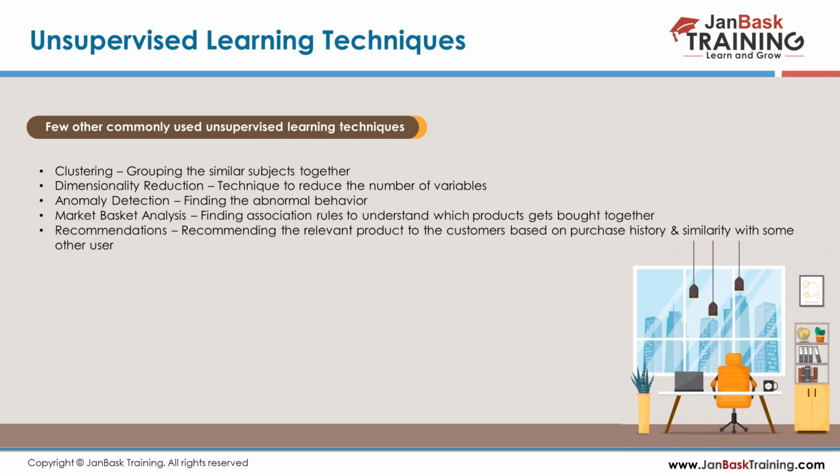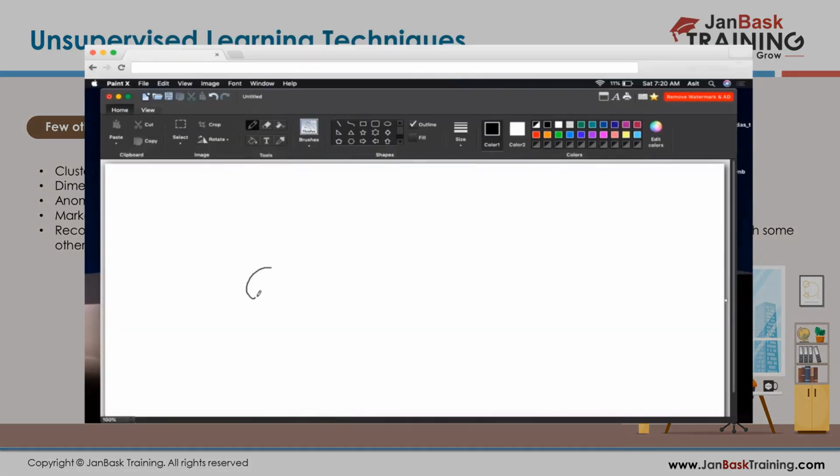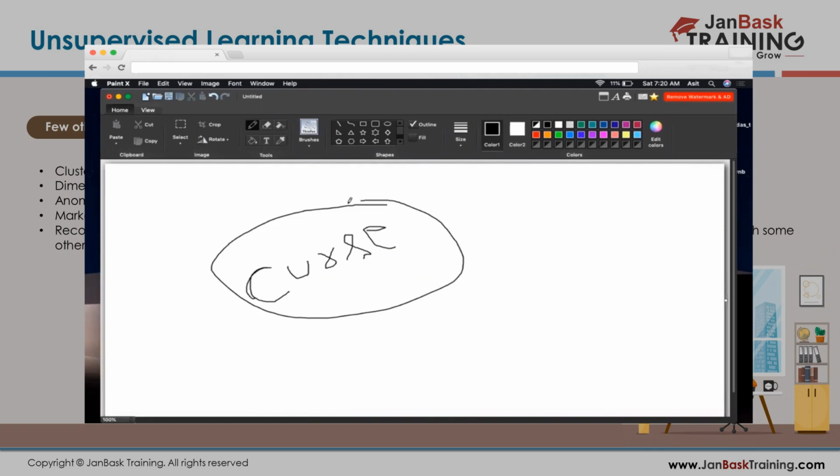Suppose we take the problem statement like this: the bank wants to sell a personal loan to those customers. There could be a problem that is called the curse of dimensionality. That means you are given a huge number of attributes for the data set, but you are not given enough data. That is called the curse of dimensionality.